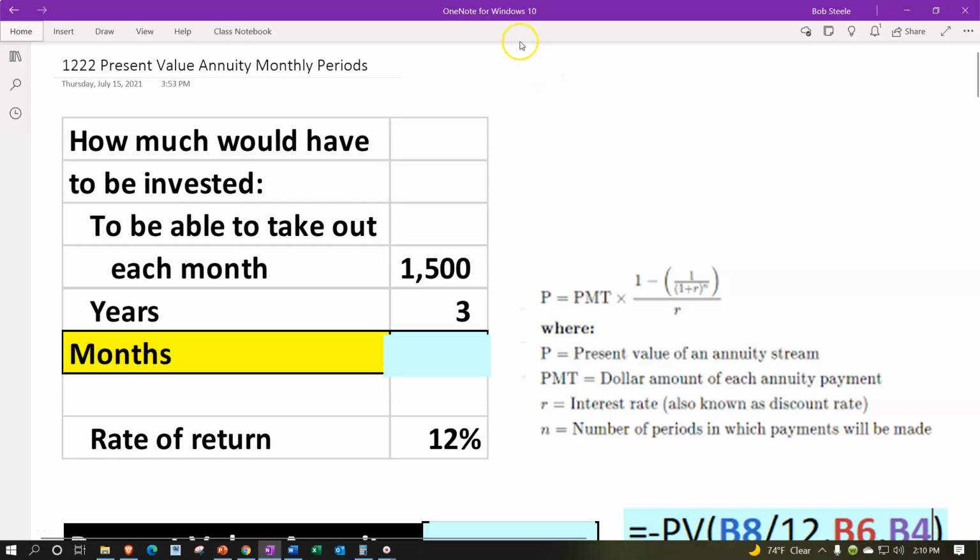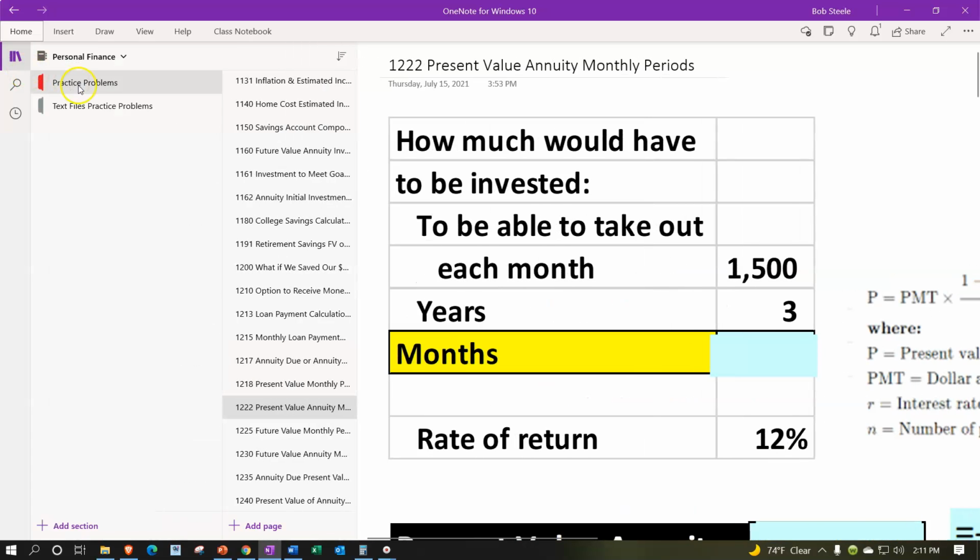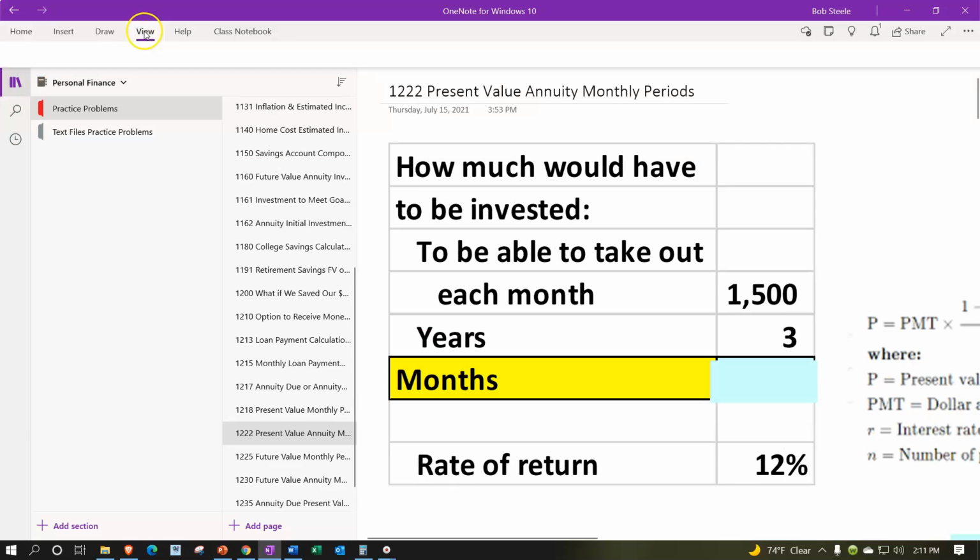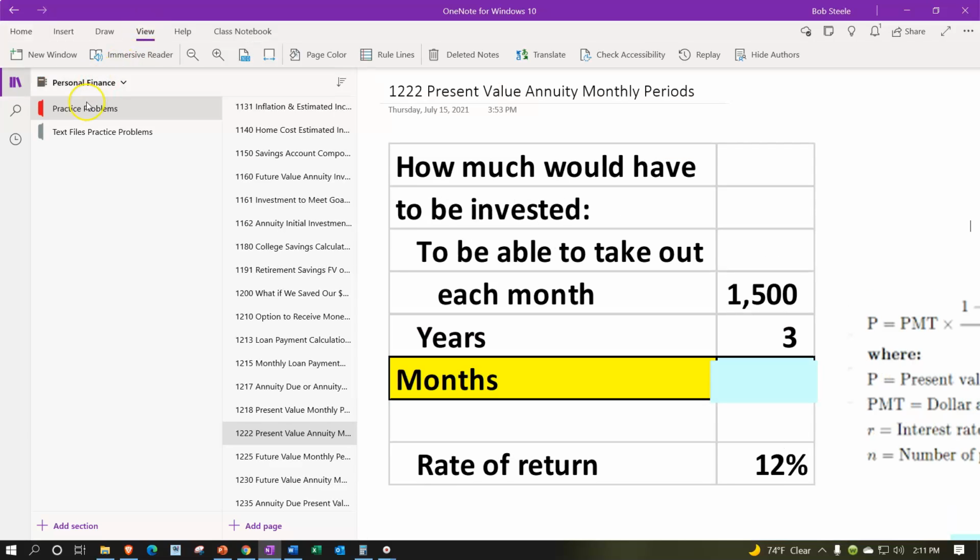Here we are in OneNote. If you have access to OneNote and would like to follow along, you're not required to, but if you would like to, we're in the icon on the left-hand side in the Practice Problems tab in the 1222 Present Value Annuity Monthly Periods tab. Also note, when using OneNote, take a look at the Immersive Reader tool. Our practice problems will also be in the text area with the same name, same number, but with transcripts. Transcripts that can be translated into multiple different languages and either listened to or read in them.